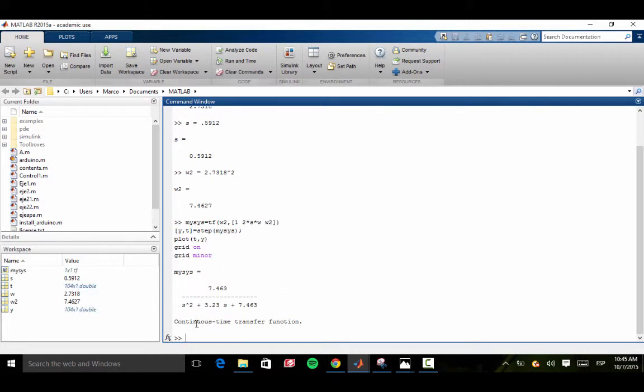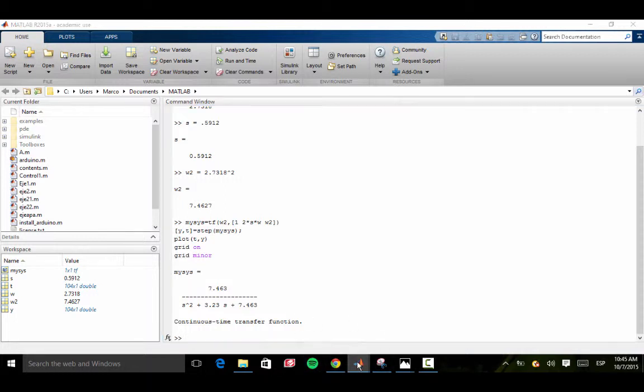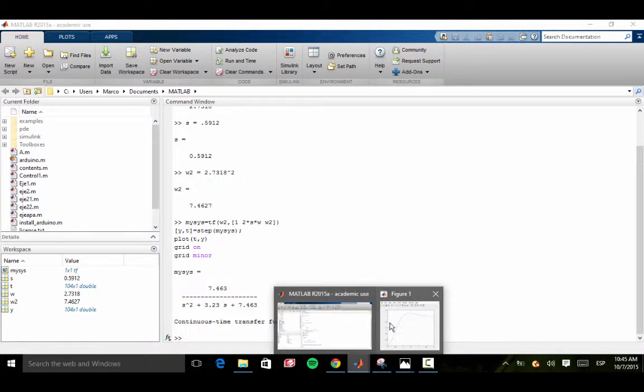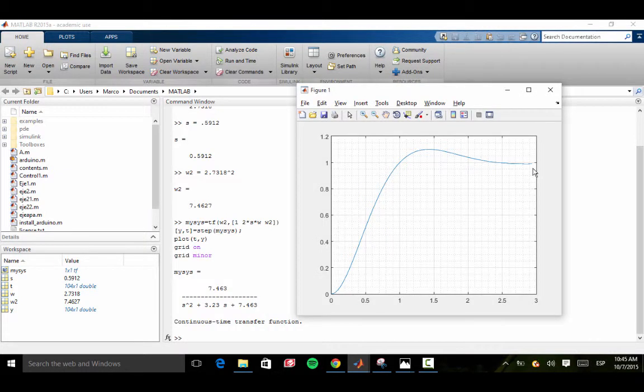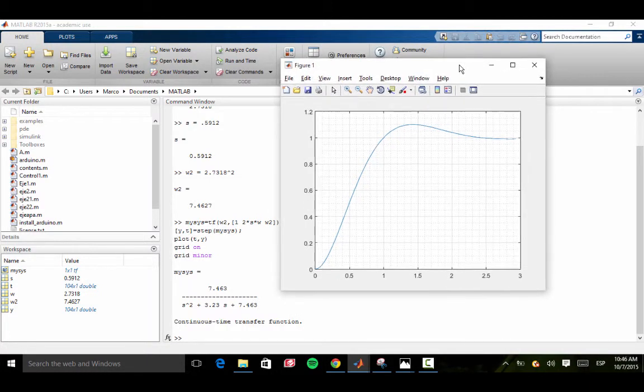You can see this transfer function is the same as the last problem, and we see the plot right here. If we calculate the TP, you can see the value of the TP right here, 1.4 something. So you can assume the problem is just right.